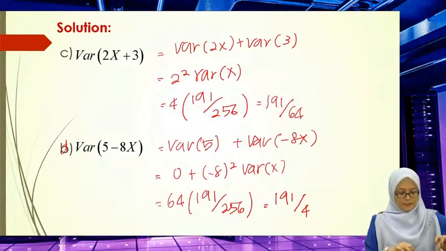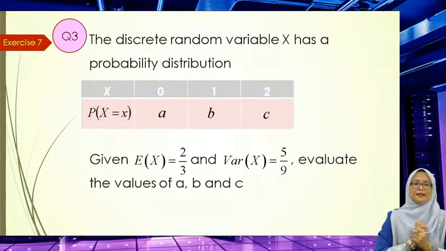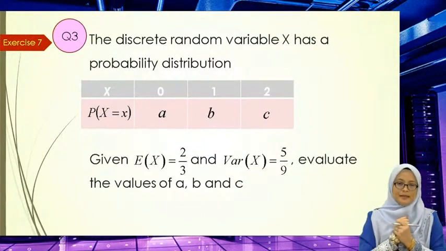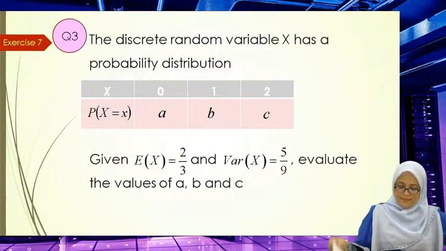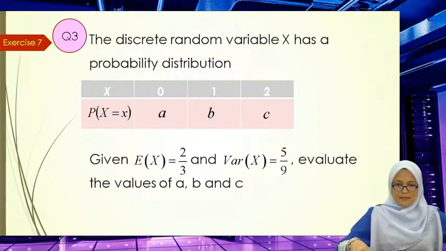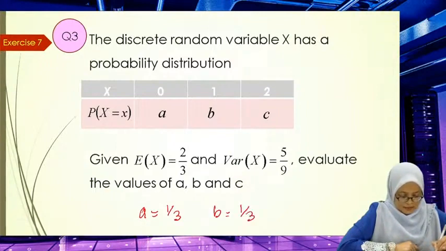Okay, so itu macam mana kita boleh apply properties untuk variance. Okay, so ini saya tinggalkan juga untuk awak sebagai punya exercise. So kalau semua saya bagi tidak adil lah. Okay, so A dia nilai 1 over 3, B dia nilai 1 over 3 and C is 1 over 6.